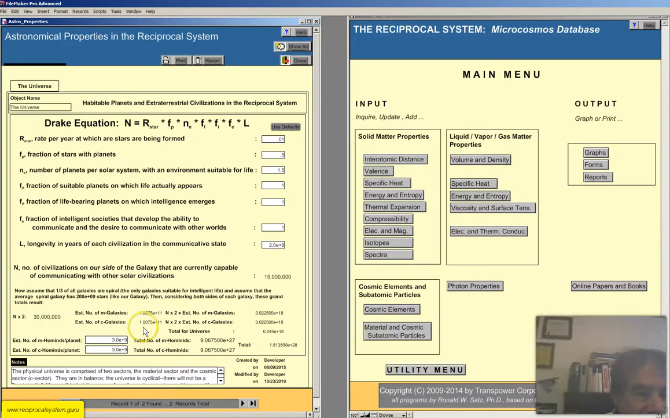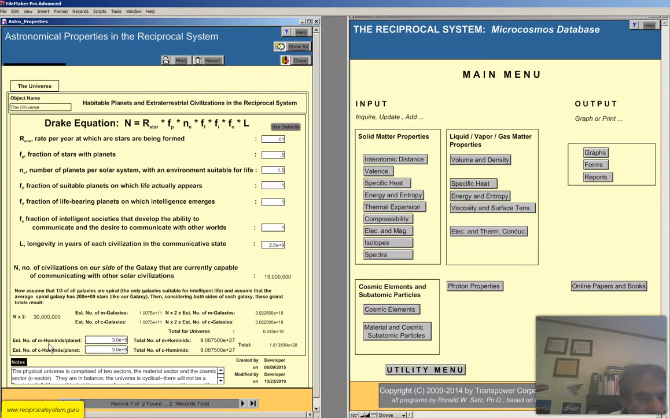Same thing with the cosmic or C galaxies. So this results in 3.0225 times 10 to the 18th number of M galaxies, and n times 2 times this many number of C galaxies would be 3.0225 times 10 to the 18th. So the total for the universe would be 6.045 times 10 to the 18th.